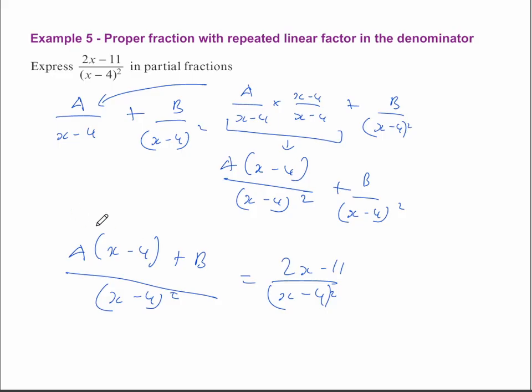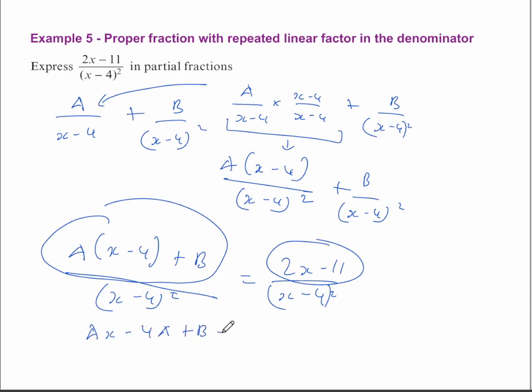So what we're doing here is just comparing this to this right here. After expansion, we have ax minus 4a plus b is equal to 2x minus 11. The only x term on the left is a, therefore a will equal 2. Then we can find b from that as well. So negative 4 times a, which is 2, plus b equals negative 11. Therefore negative 8 plus b equals negative 11. Therefore, we have that b is equal to -3.